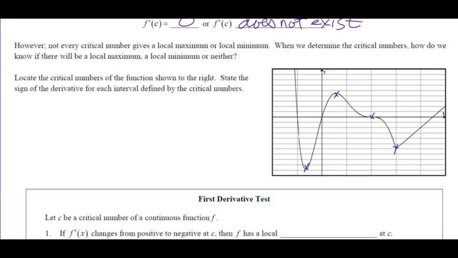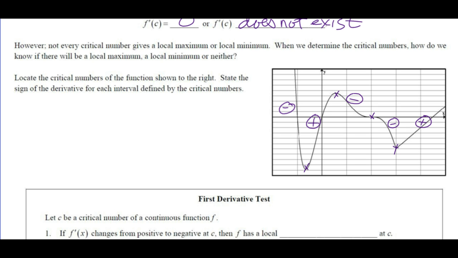So where are they? They are where the derivative is 0, which means that we're turning or we're flattening out, right? So the derivative there will be 0, or it does not exist, right? You got a corner. Okay, so on this interval, what's the sign of the derivative? Okay, so that's negative. On this interval, positive. On this interval, negative. On this interval, and on this interval.